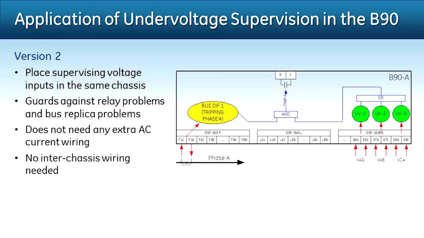Another example is to do everything in the same relay or box. So in this case, the A relay will monitor the A phase voltages and also the A phase currents and calculate the differential, and this will be supervised with the voltage function. Now this is simpler to implement since there's no inter-chassis wiring.